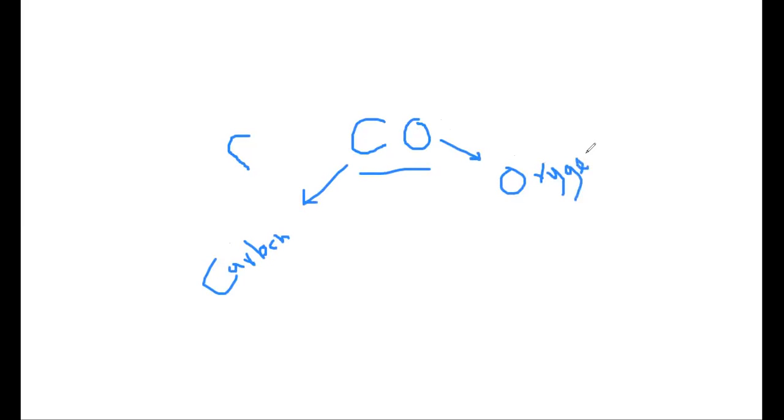Is there a subscript beside carbon? No, so there is 1 carbon atom. Is there a subscript beside oxygen? No, so there is 1 oxygen atom. So the difference between carbon monoxide and carbon dioxide is that in carbon monoxide we have 1 carbon atom and 1 oxygen atom, but in carbon dioxide we have 1 carbon atom and 2 oxygen atoms.